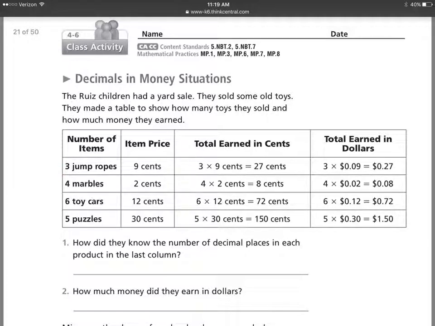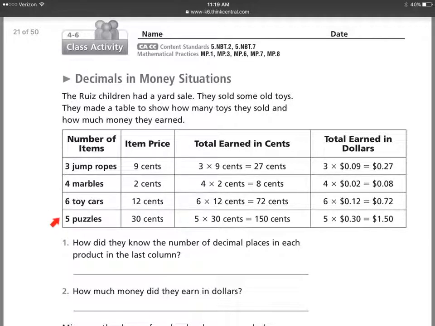And so they sold 3 jump ropes at 9 cents each. 3 times 9 equals 27 cents, so that's how much they would have earned. And when you convert this to dollars, you would use a decimal. 3 times 9 cents equals 27 cents. So this column over here is very similar to this column. This column is figuring out the amount of money they earned without using decimals, and this one is using decimals because they're converting it to dollars and cents.